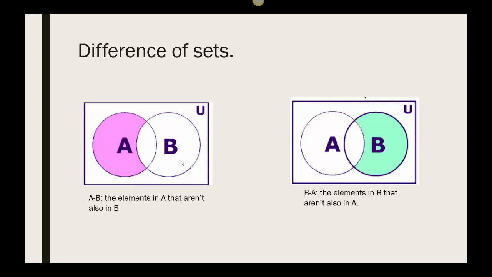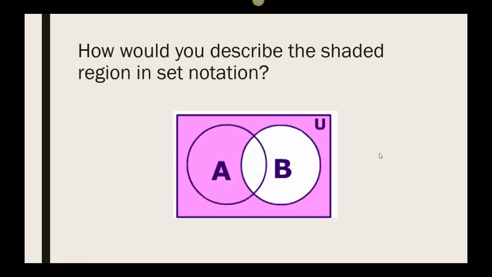If I want to talk about the difference of sets, and I made sure I did both of them here, A minus B on the left and then B minus A on the right, remember it kind of just isolates the first set that we say. So with A minus B, I only want A. So nothing that also has to do with B, only A. And the same thing with B minus A, I only want B, I don't want anything that has to do with A.